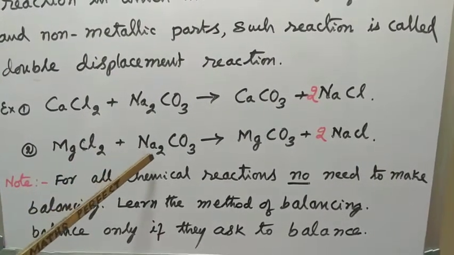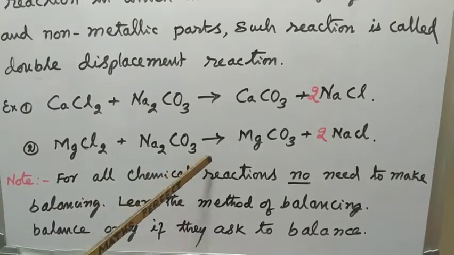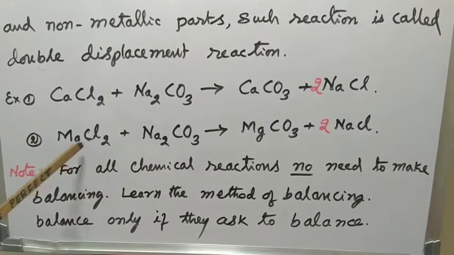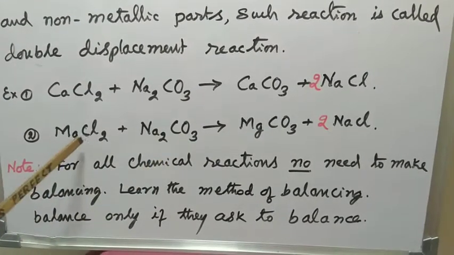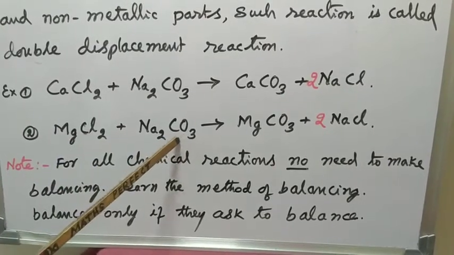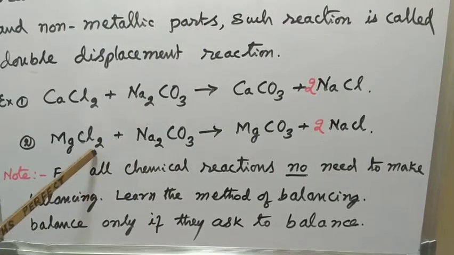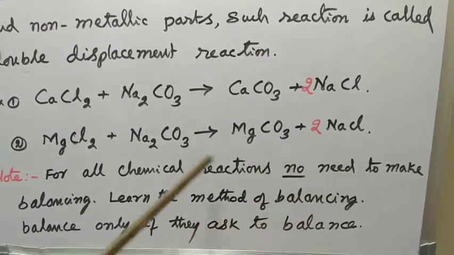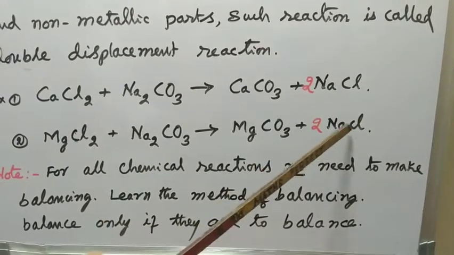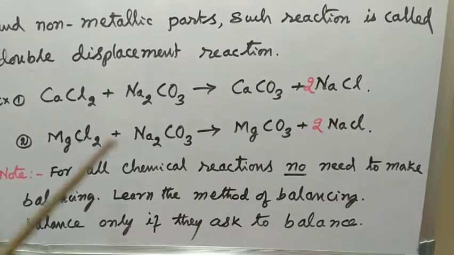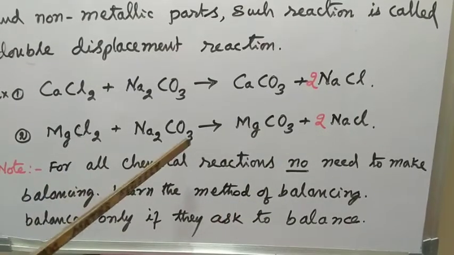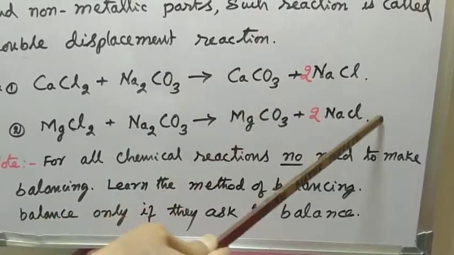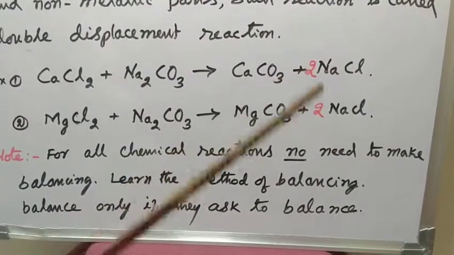Magnesium chloride plus sodium carbonate. After reaction, they exchange their radicals. This magnesium chloride changes to magnesium carbonate. Similarly, sodium carbonate changes to sodium chloride. Magnesium carbonate plus sodium chloride. Again, by multiplying this sodium chloride by 2, the complete equation will be balanced. You can check left hand side all elements, number of atoms. In right hand side also all elements, number of atoms are equal.